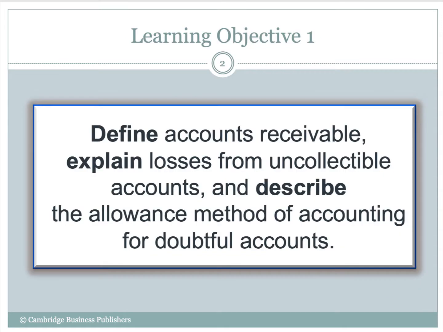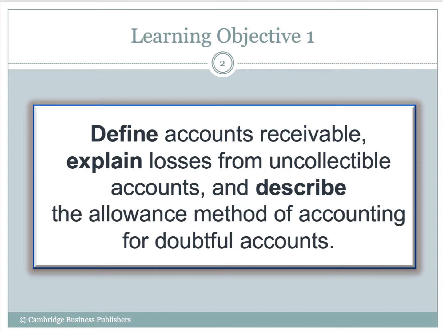So hopefully by the time you complete this video, you should be able to define what accounts receivable are. Actually, even before this video, you should know what accounts receivable are because we already booked them, right? Way back in Chapter 2, I believe, we were providing services on account. And then in Chapter 5, we were selling merchandise on account. But what we haven't seen yet are losses from uncollectible accounts, and we haven't seen the allowance method of accounting for doubtful accounts.